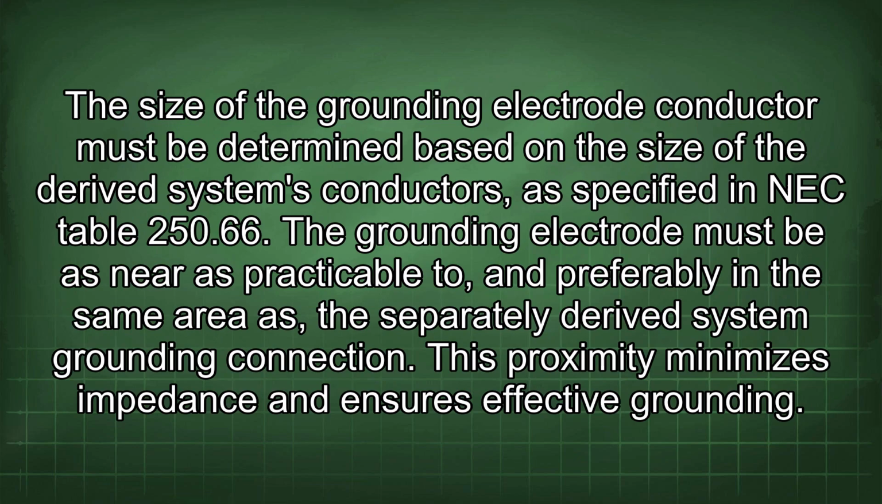The size of the grounding electrode conductor must be determined based on the size of the derived system's conductors, as specified in NEC Table 250.66. The grounding electrode must be as near as practicable to, and preferably in the same area as, the separately derived system grounding connection. This proximity minimizes impedance and ensures effective grounding.